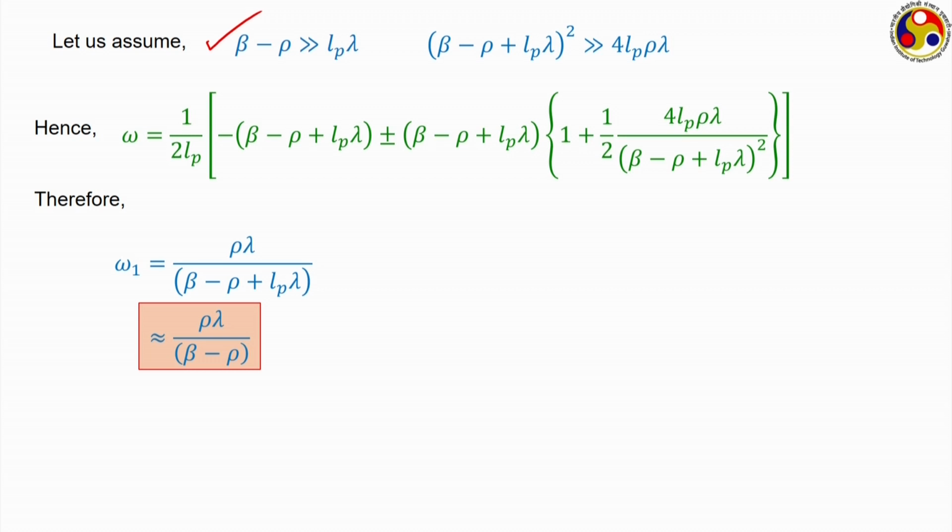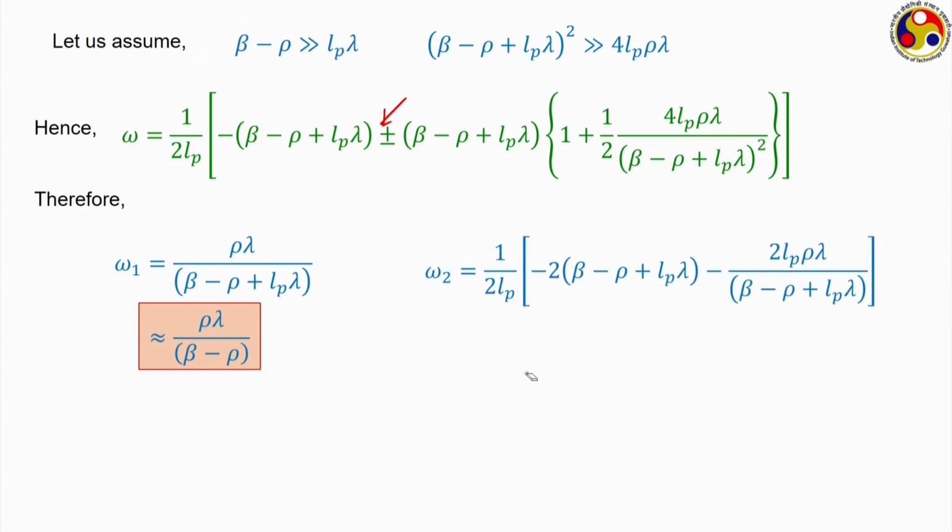Similarly, if we take the negative sign here, the expression for omega 2 is somewhat like this, and there we can use again the first assumption that we had, beta minus rho has to be significantly larger than LP lambda. If we simplify, omega 2 has a solution like this: minus 1 upon LP into beta minus rho.